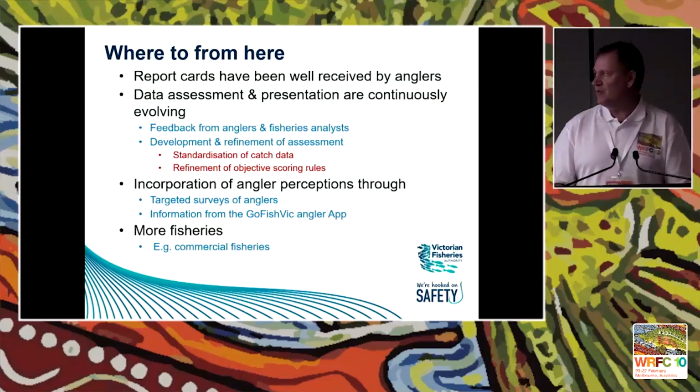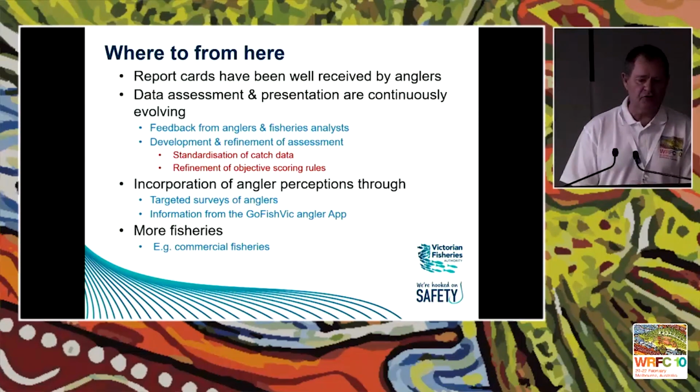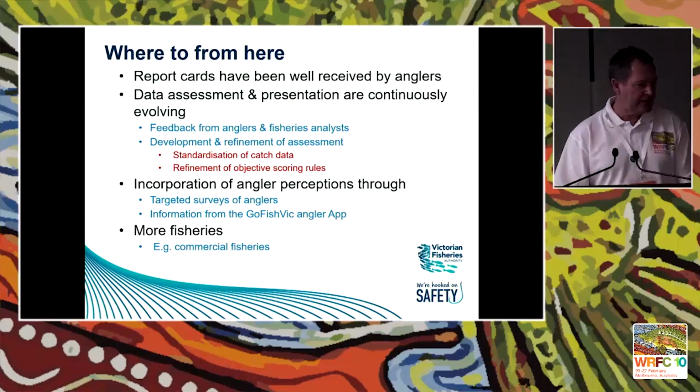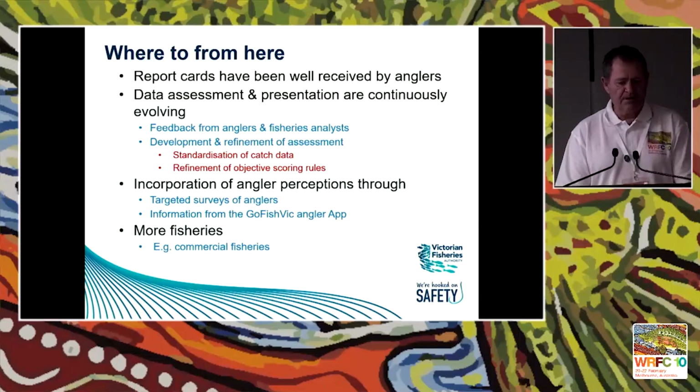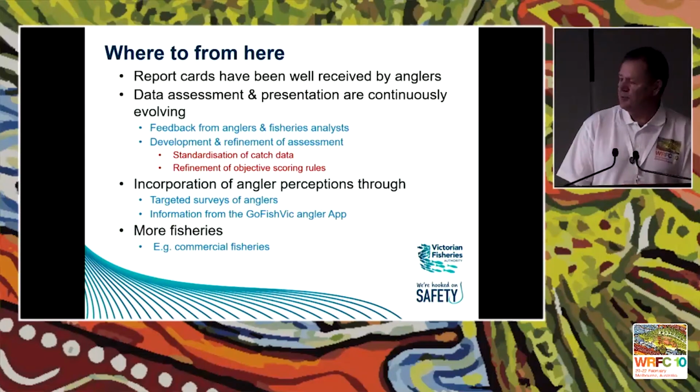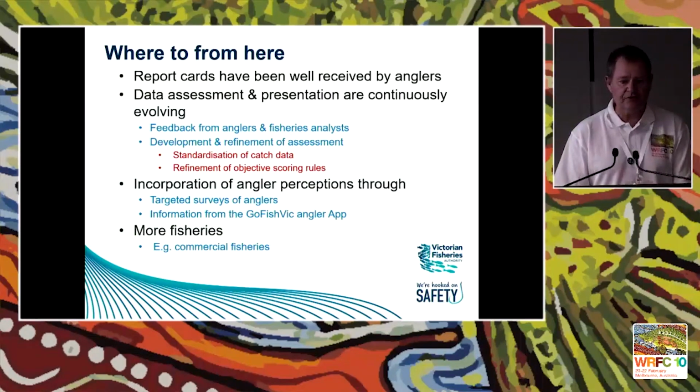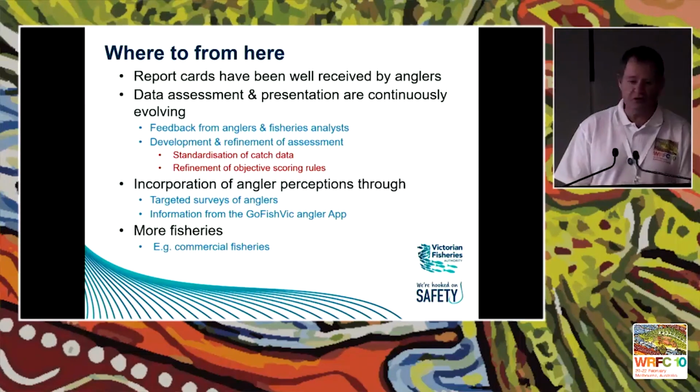But for example, some of the things we might want to try to look at in the future is whether we can standardise the catch data a little bit better than we do, and refine some of those objective scoring rules around whether or not we've got an arrow up or an arrow down, or is it indeterminate. And I guess then looking at whether or not we can actually extend it to other fisheries, and a good example might be our commercial fisheries in the future.